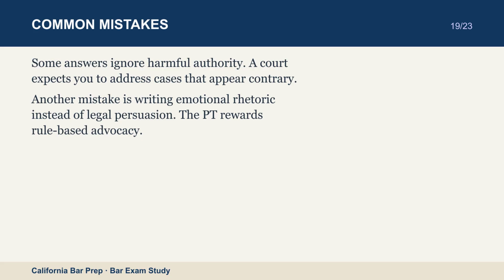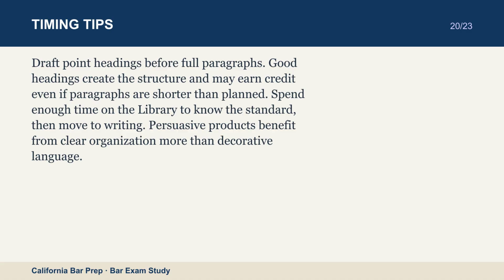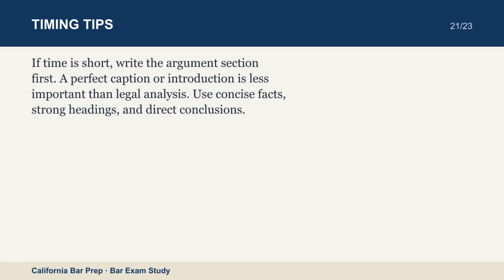Draft point headings before full paragraphs. Good headings create the structure and may earn credit even if paragraphs are shorter than planned. Spend enough time on the library to know the standard, then move to writing. Persuasive products benefit from clear organization more than decorative language. If time is short, write the argument section first. A perfect caption or introduction is less important than legal analysis. Use concise facts, strong headings, and direct conclusions.